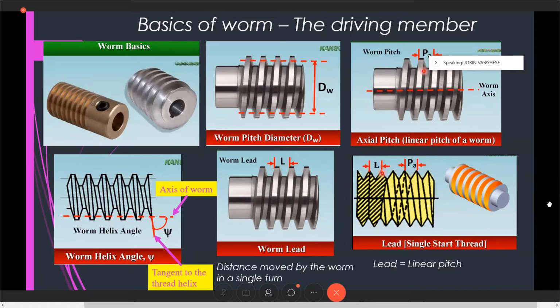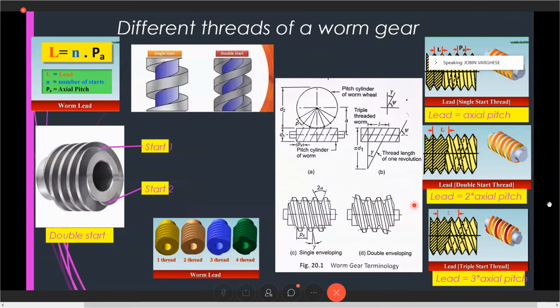You can see there are different types of worm gears here. We call it single start. I'll show you in detail in the next slide. So there are single start and double start. Single start means only one thread goes around this. In the double start, you can see one turn starts here, another turn starts here. Two turns wind over this in a helix angle.